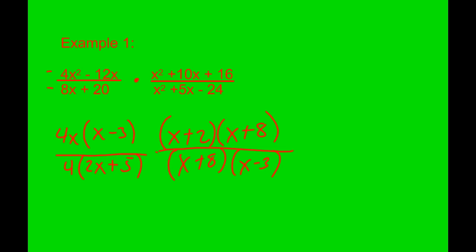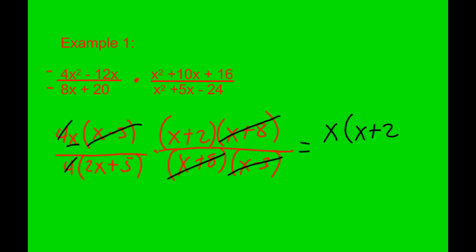We've simply factored everything out, and it's a multiplication problem. Just like we did with fractions, we're following the exact same rule. I can reduce any common factor out of the top and bottom. So 4 and 4 divide to 1. X minus 3 and x minus 3 divide to 1. X plus 8 and x plus 8 divide to 1. Our answer then is what's left. On top we still have an x and an x plus 2. On bottom is 2x plus 5.